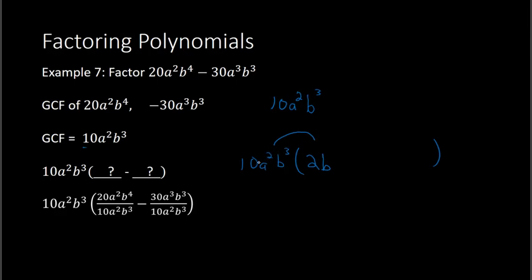I can double check. 10 times 2 is 20. We have a squared, and then b to the third times b to the first would be b to the fourth power.